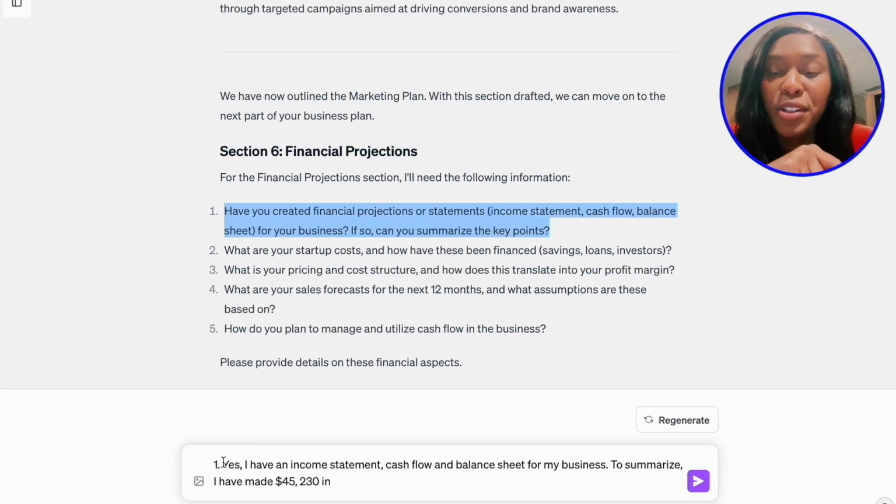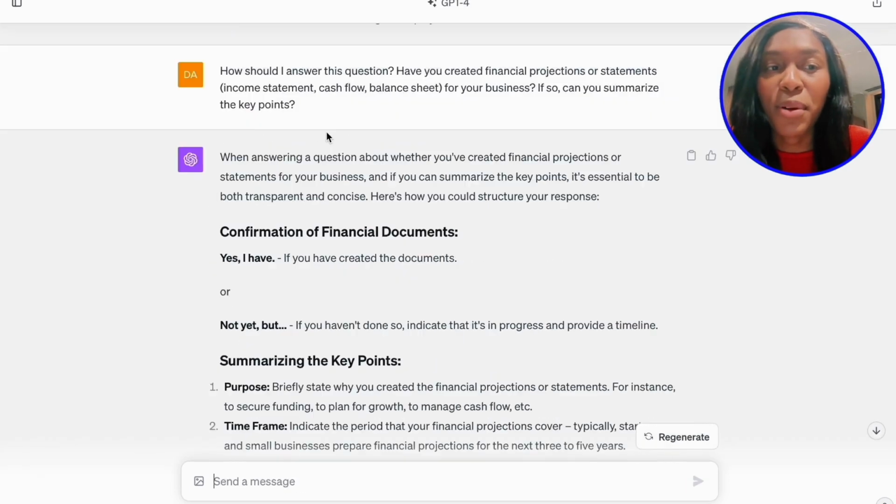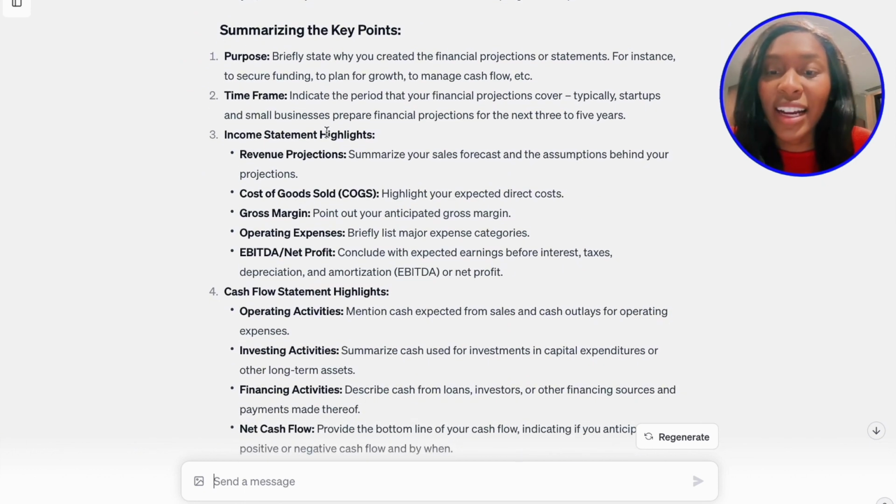And so for question 1, it asks, have you created financial projections or statements, like an income statement, cash flow, balance sheet for your business? If so, can you summarize the key points? And so with this question, I'm not exactly sure what they're looking for. And so I'm going to go to another chat window and ask ChatGPT, how should I answer this question?